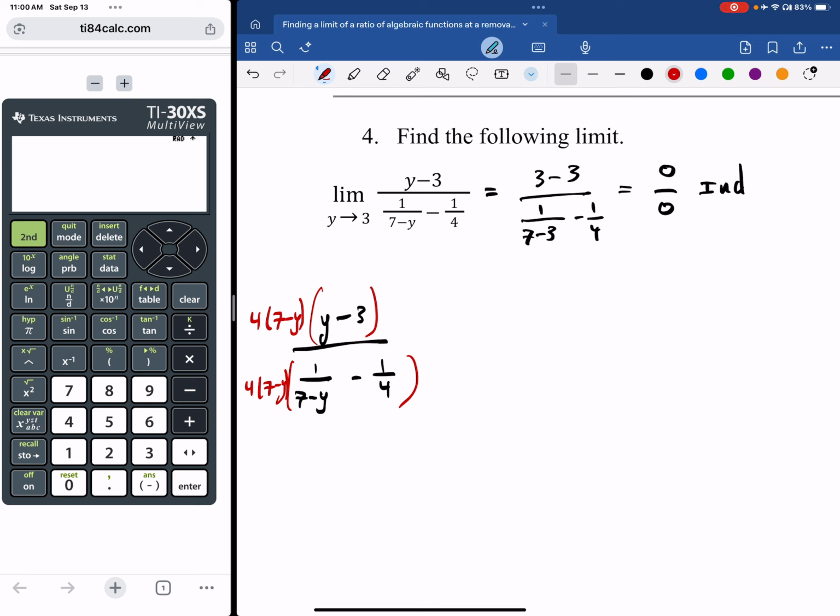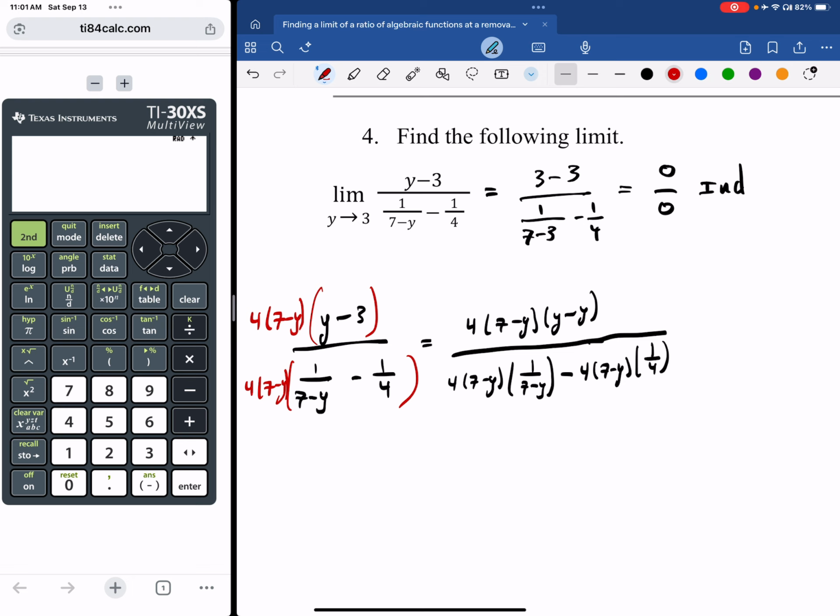Okay? What would happen? In the numerator, I am not going to distribute at all. I have a 4, I have one factor of 7 minus y, I have another factor of y minus 3. But in the denominator, I'm going to distribute that 4 and 7 minus y to both of the terms. So there's going to be a 4, a 7 minus y, times the first term, which was 1 over 7 minus y. In my second term, I'm going to have minus 4, a 7 minus y, and then the term was a 1/4. Notice in that first term, the 7 minus y factors simplify, and in the second term, the 4's simplify.